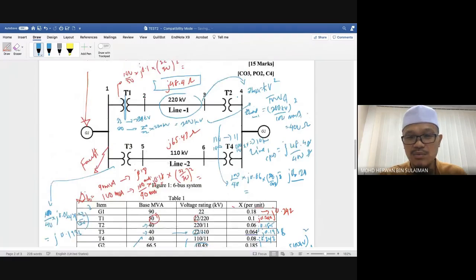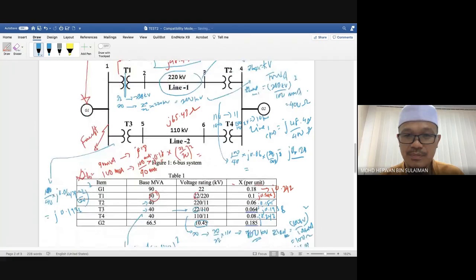Sama juga kalau dekat transformer, you boleh tengok ni supposed to be same lah. Ni ialah 220 turun ke 11. So yang lama ialah 200, yang baru ialah 200. So 200 bagi dengan 220 darab dengan 11. So aku dapat 10 kV. Betul tak? 100 bagi 10.